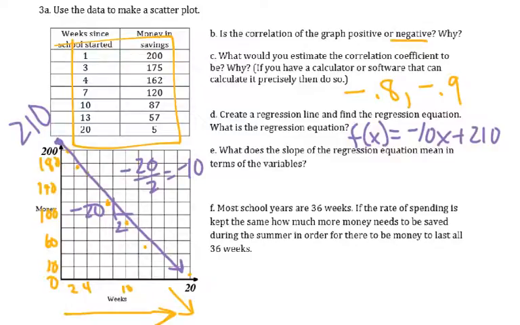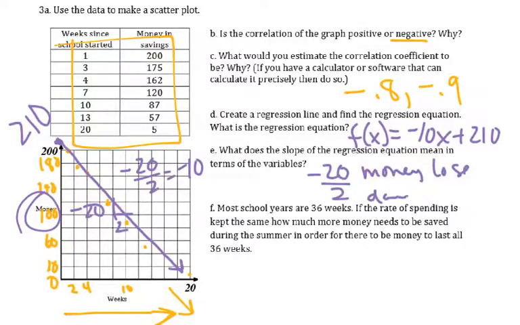Okay, what does that slope mean? Well, our slope was the y value over the x value. The y value is dealing with money. So negative 20, that's how much money we lose every 2 days. Or if we simplify it, negative 10 over 1, we lose $10 every day, essentially, is what it would be saying.